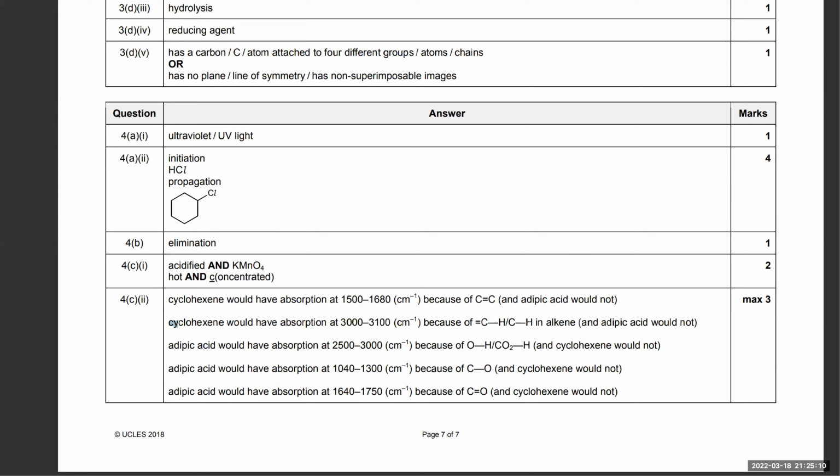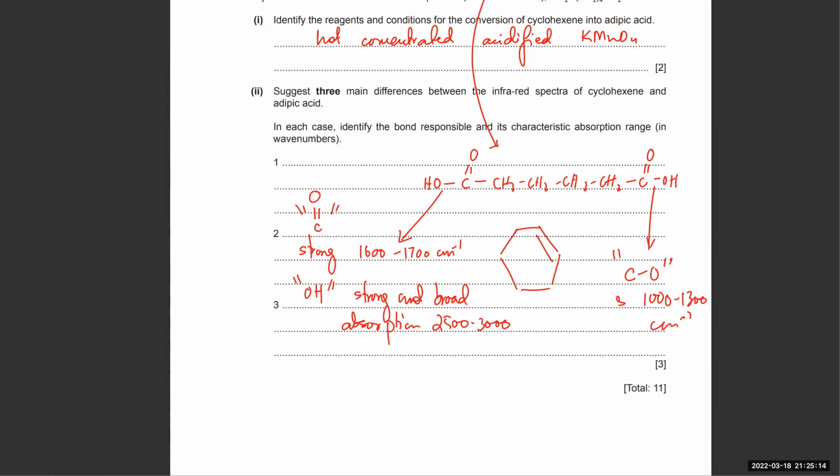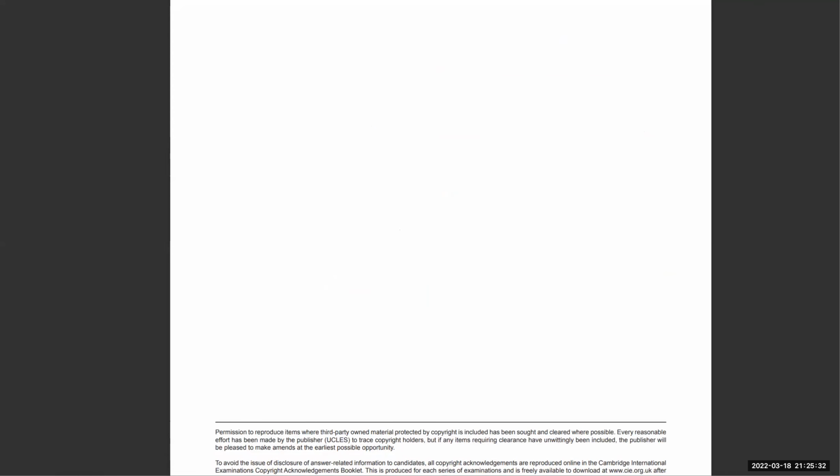Okay, is that clear? Just remember, infrared spectra, you get very easy questions on that. Is this clear? Tanya, is this clear? Saim, Aswa? Yes, sir. That's it for this one.